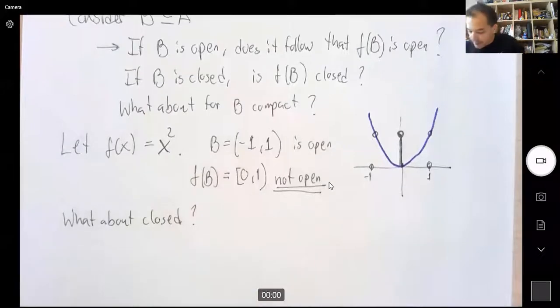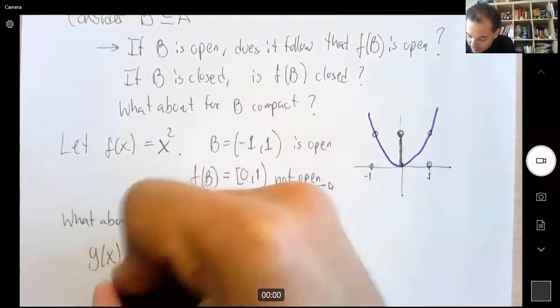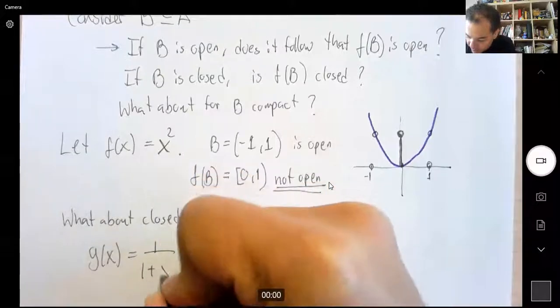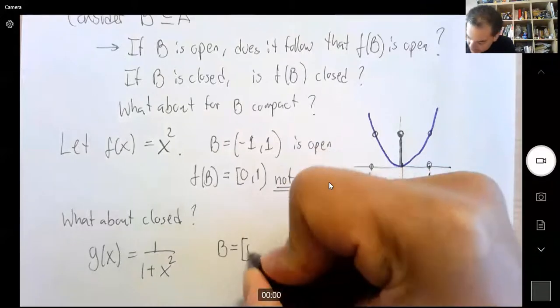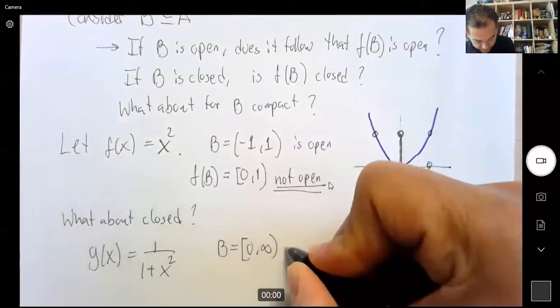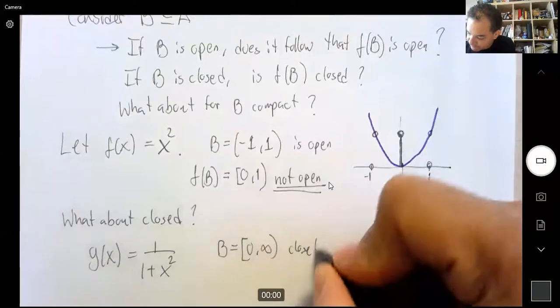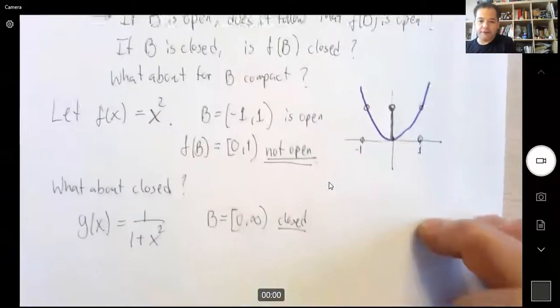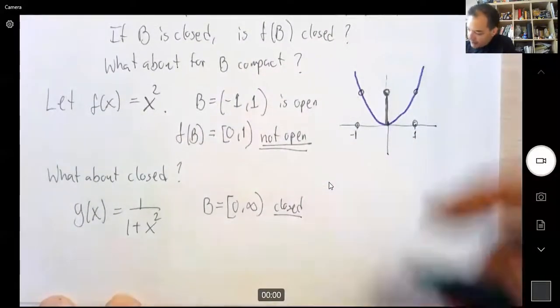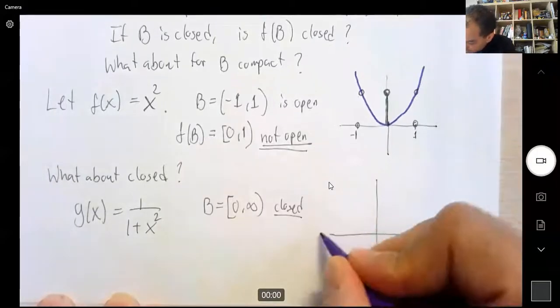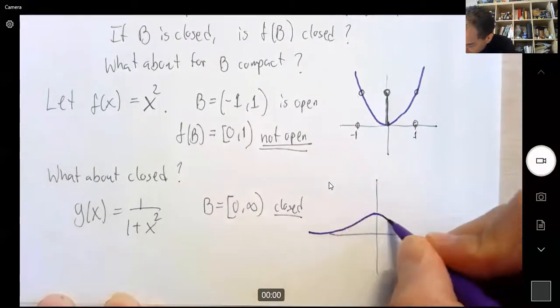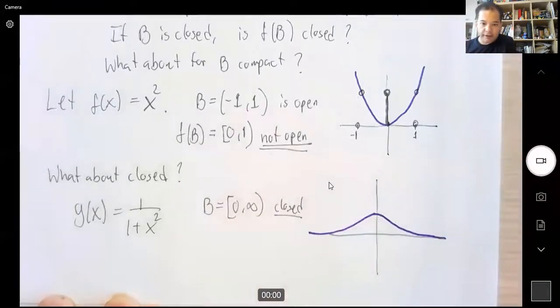If you want another example, here's another function. This one is 1 over 1 plus x squared. And this time I'm going to use 0 to infinity, which is closed, right? This is closed. It's a closed set because it's a closed interval. And this time the graph of my function looks like this. Something like that, right?